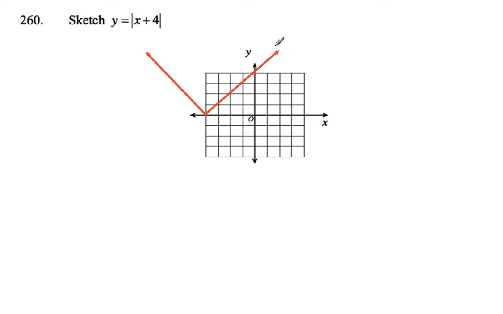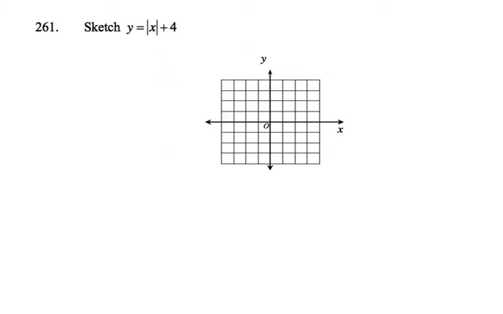This section here is y equals x plus 4, the positive section of it, but with the absolute value sign, this bit here that would continue ends up being turned into a positive instead, so it bounces off the x-axis. And that's typical of these absolute value graphs. There's a slight variation here.